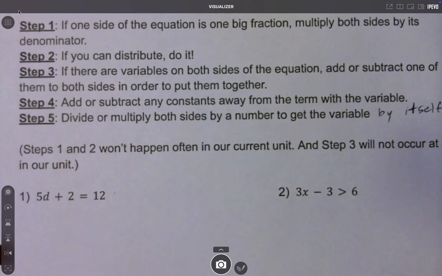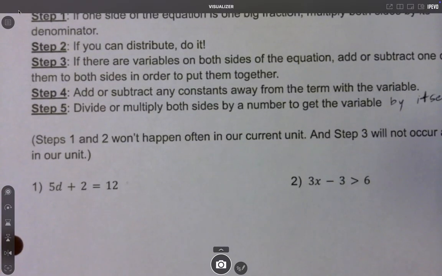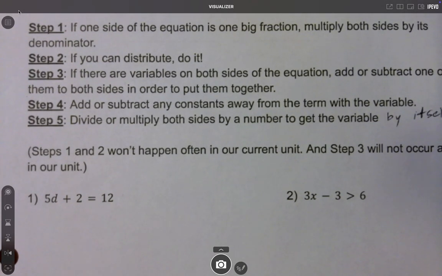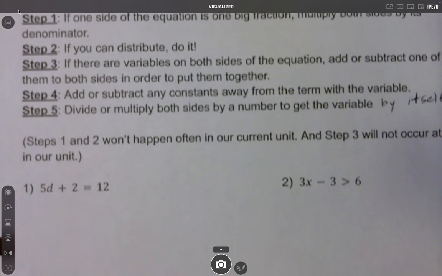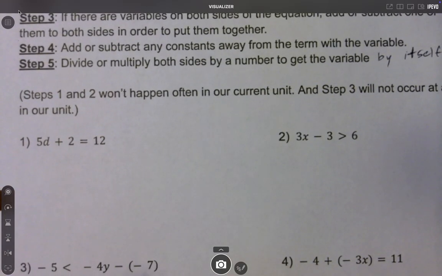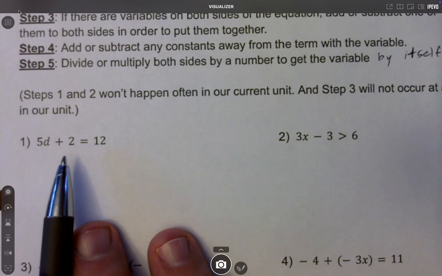Okay. So as I said, step 1 and 2 won't happen very often. And step 3 won't occur in this unit, but it is going to occur later in the school year. So that's why I put it there. So again, this can be the guide to any multi-step equations or inequalities we do all year. Okay. So this, we can skip all the way to step 4.